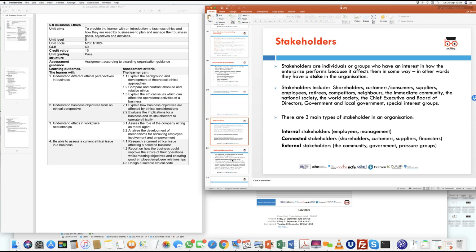In learning outcome 3, we are going to take it slightly further and look at a couple of things, delving a bit deeper into what these ethics mean in terms of workplace relationships. That means how these ethics are going to have an impact on the working of the company.